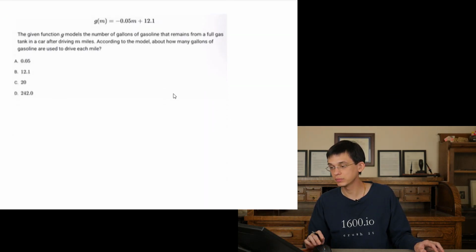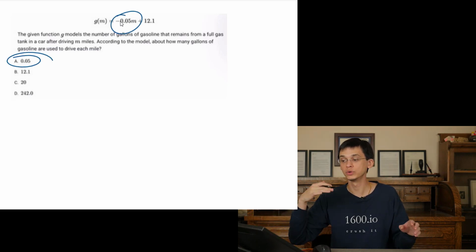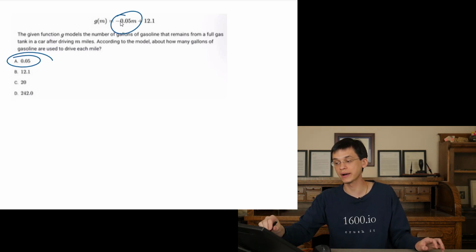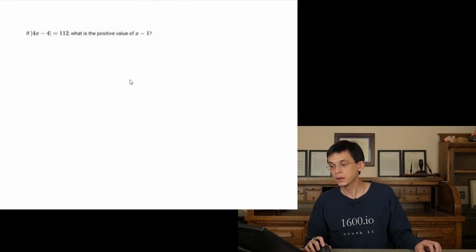The given function models the gallons of gas. Okay, it's a line, y equals mx plus b. How many gallons of gas are used to drive each mile? That's a rate. That's going to be 0.05. We lose 0.05 gallons every mile traveled. Change in gallons over change in miles is slope.